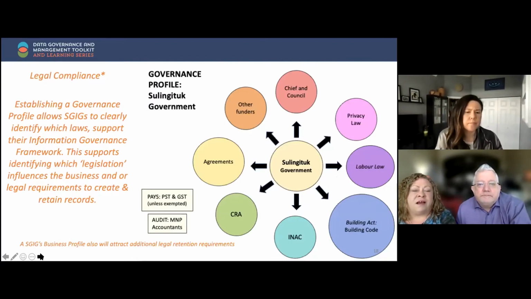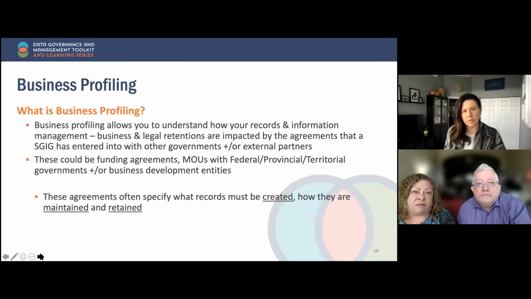So this slide shows you a governance profile for Selingta, and it observes all of the areas of law that could be coming into the government. And it allows you to consider different types of legislation. So for example, you'll notice that human rights is not in there. But it's important to understand how your agreements that you have with external governments or parties can impact the legal requirements around how your records are handled.